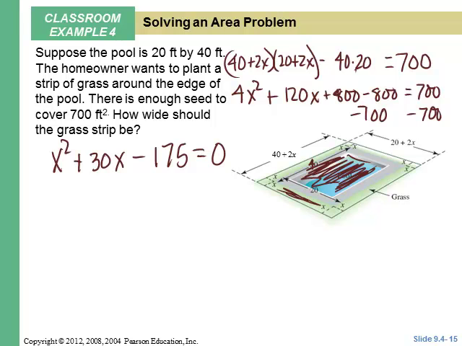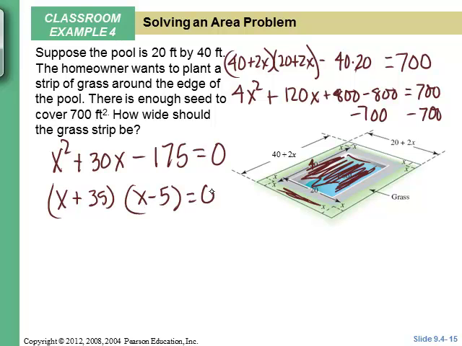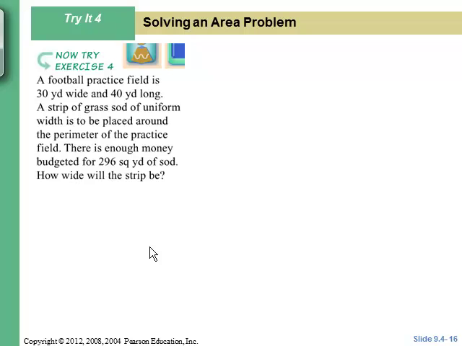5 times 35? Yep. So x plus 35, x minus 5 equals 0. So x equals negative 35 or positive 5. Well, it can't be negative 35. So how wide should the strip of grass be? 5 feet. All right. Next one.